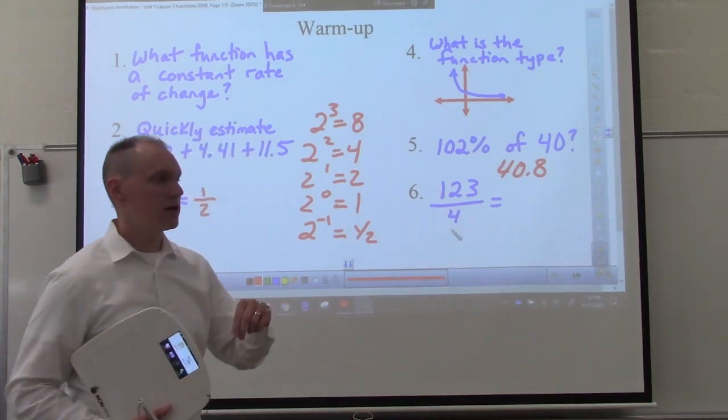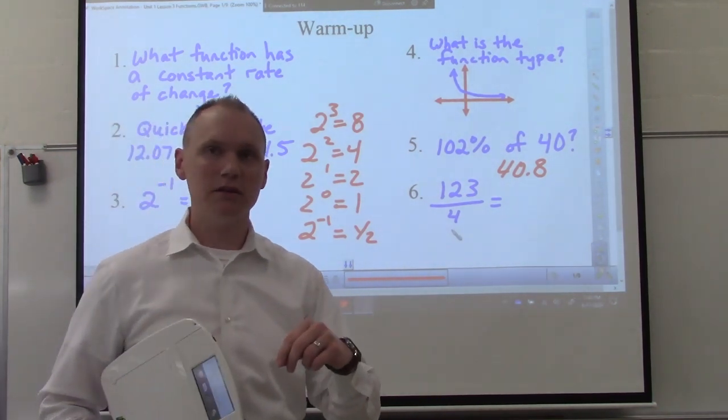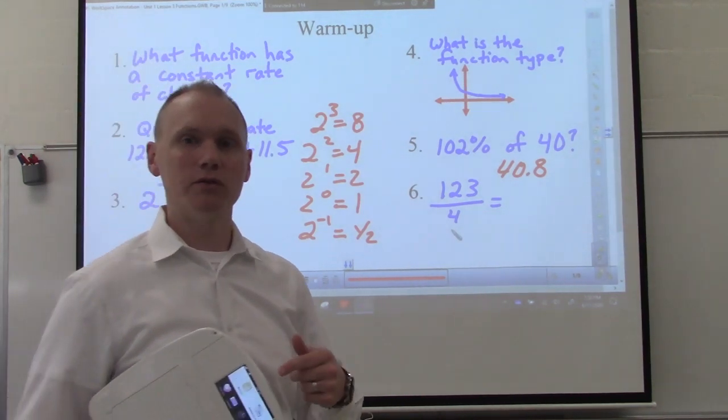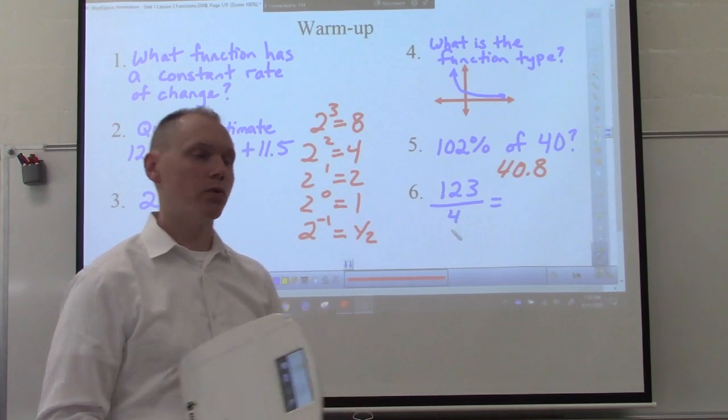And then divide by 2 again. Let's see, 60 divided by 2 is 30. And then 1.5 divided by 2 is 0.75. So 30.75.